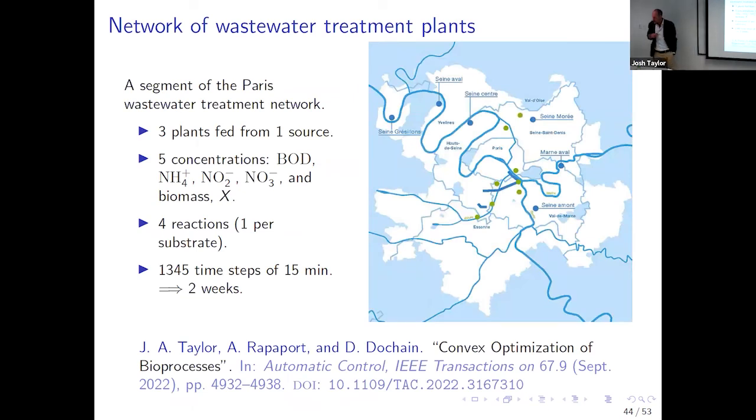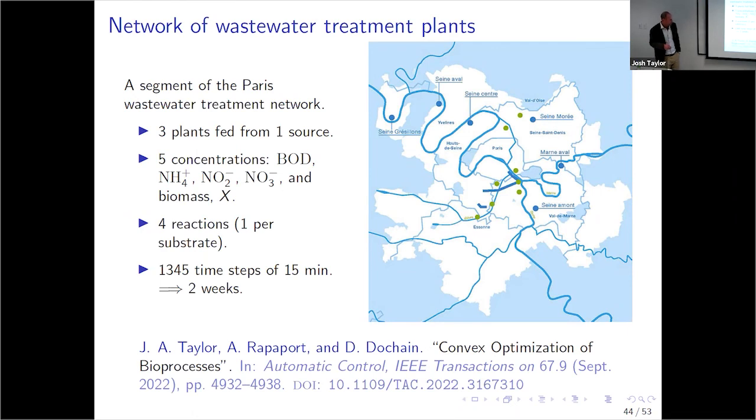So I'm going to skip a few steps. In our follow-up paper, we basically did that development on a more general model where we had any number of concentrations, not just one substrate. So in this case, we had 5: biochemical oxygen demand, ammonia, nitrites and nitrates, and biomass. In some models, they have as many as 50 different concentrations. We can have multiple reactions, not just one in each chemostat.